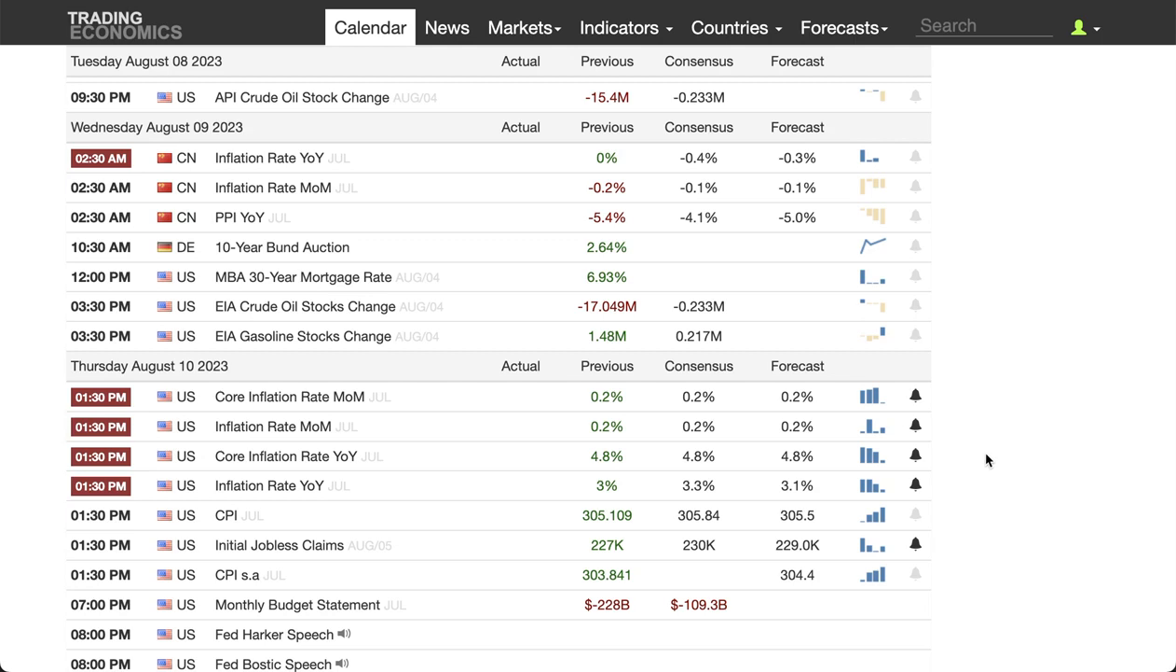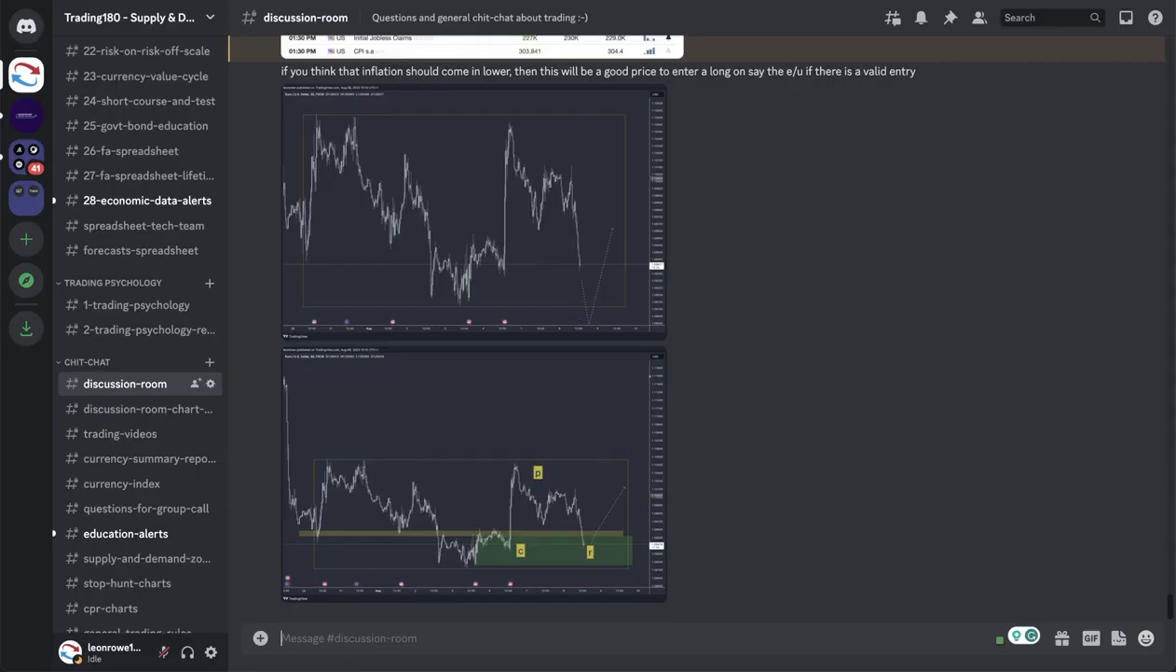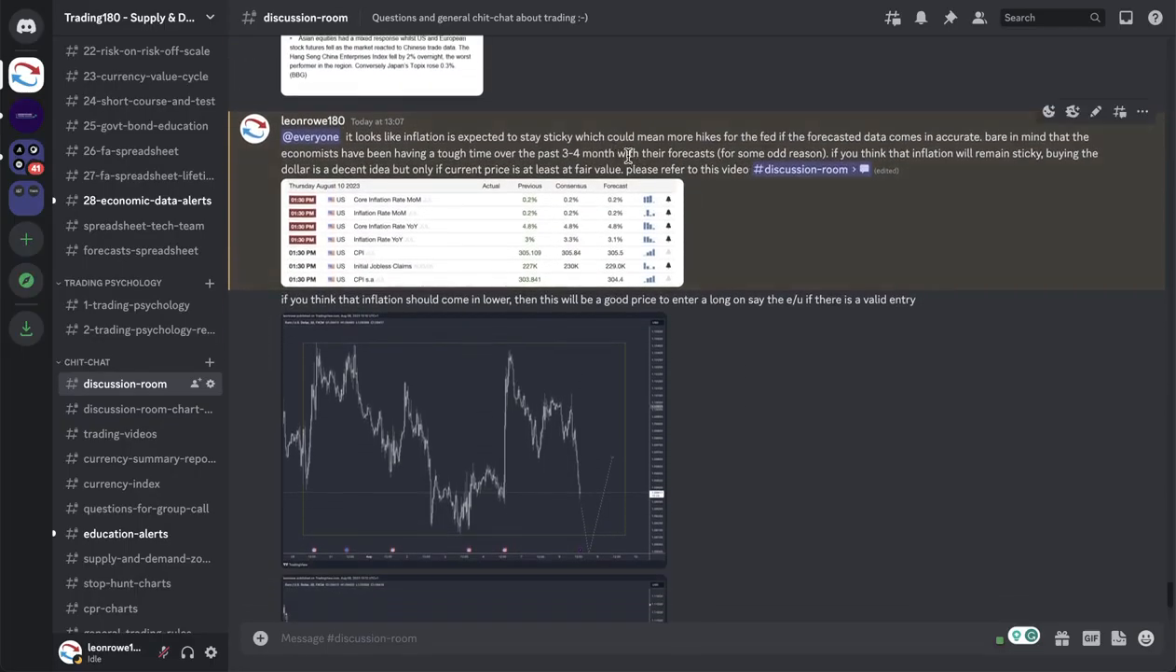Now, again, nobody knows. It looks like inflation is expected to stay sticky, which could mean more hikes from the Fed if the forecasted data comes in accurate. Bear in mind that the economists have been wrong more often now, for some strange reason, and have been going through a tough time over the past 3-4 months with their forecasts. If you think that inflation will remain sticky, buying the dollar is a decent idea, but only if current price is at fair value.